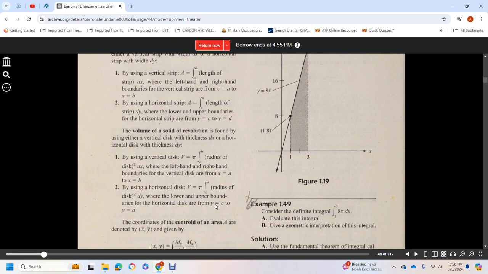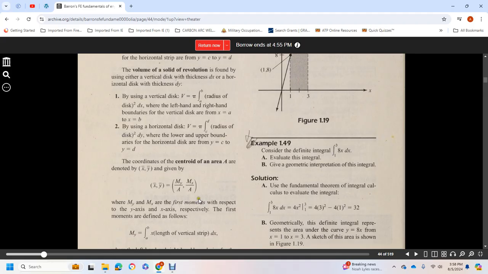Volume of a solid of revolution is found by using either a vertical disk of thickness dx or a horizontal disk of thickness dy. Using vertical disks, the volume is equal to pi times the definite integral from a to b of the radius of the disk squared dx, where the left and right boundaries of the vertical disk are x equals a and x equals b. By using horizontal disks, the volume is equal to pi times the definite integral of the radius of the disk squared dy, where the lower and upper boundaries of the horizontal disk are y equals c and y equals d.